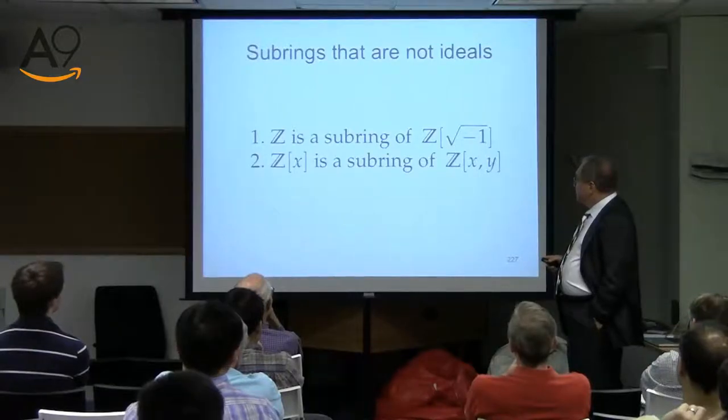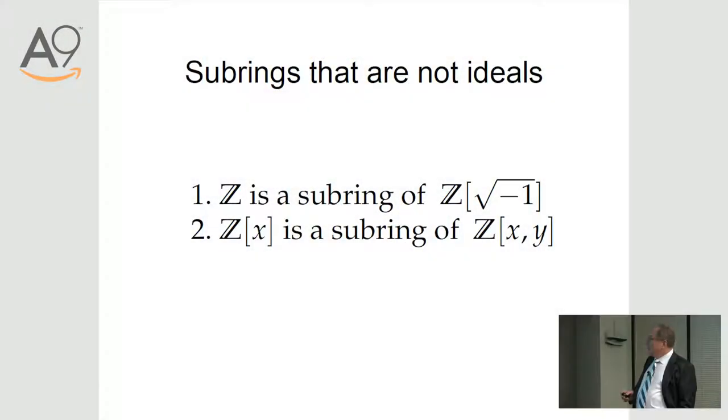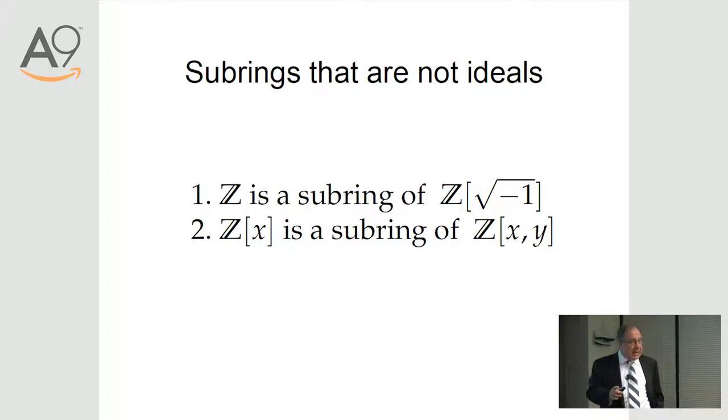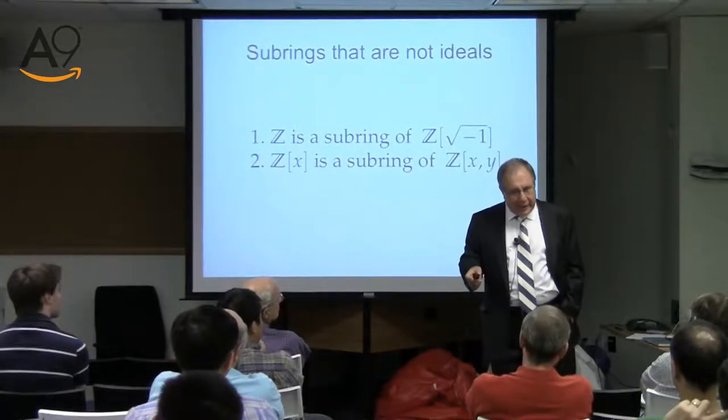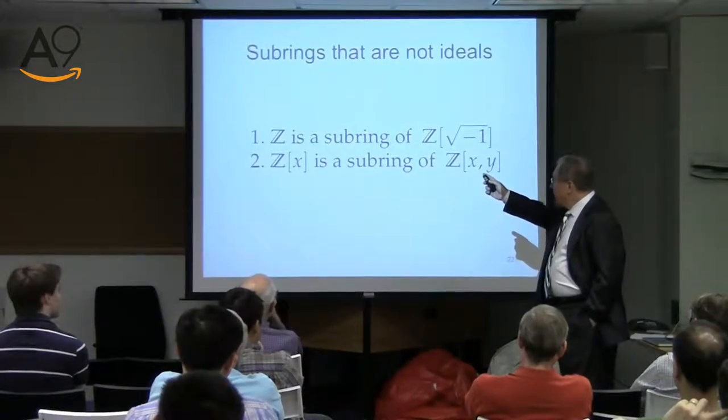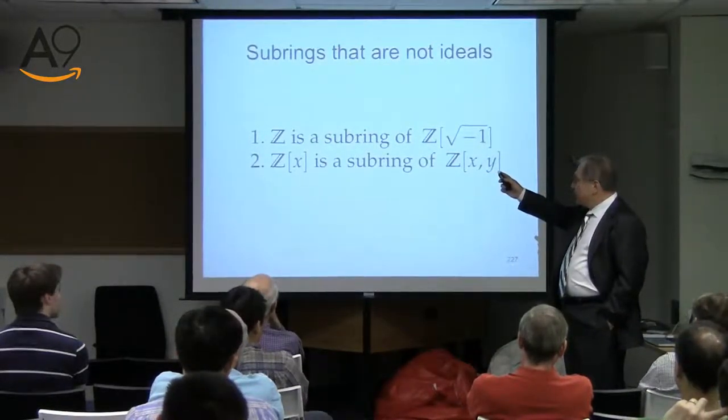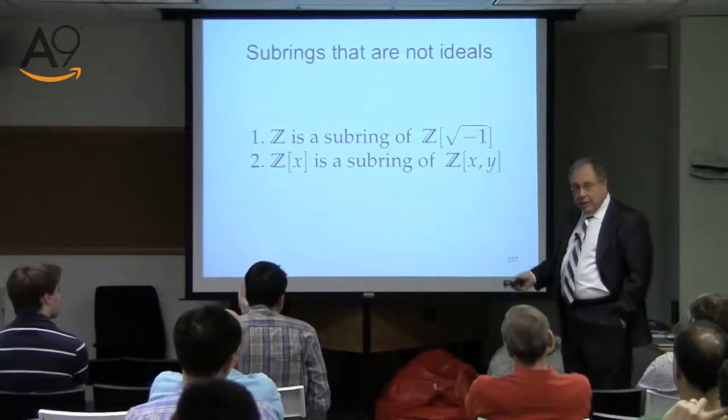Now, these are examples of subrings which are not ideals. Because some people say, well, an ideal is like a subring. Yes, of course it is like a subring. But it's more than a subring. For example, integers constitute a subring of Gaussian integers, right? But they're not an ideal.